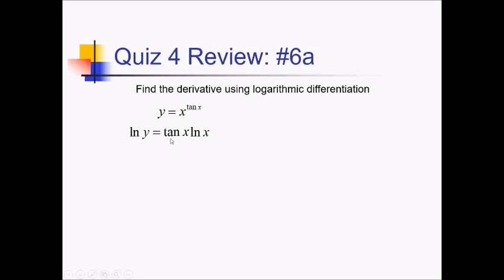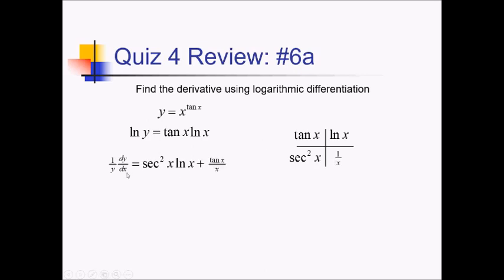Next, I take the implicit derivative. So on the left, this is 1 over y times dy over dx. On the right, we have a product rule with tan of x and ln of x, and derivatives of secant squared of x and 1 over x. So using the ribbon to multiply that out, we have secant squared of x times ln of x, plus, I guess you could write tan of x over x.